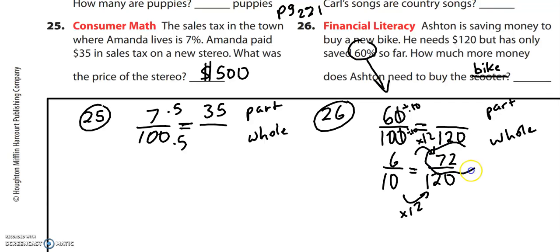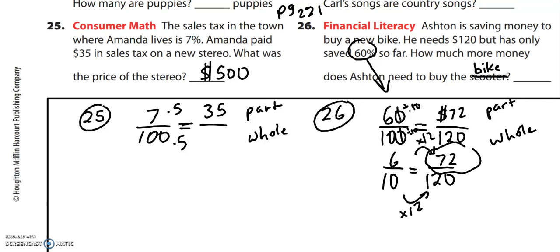Now this is a great answer, but if we read carefully, we'll realize that's not what was asked. So let's reread it. Ashton is saving money to buy a new bike. He needs $120, but has only saved 60% so far. By the way, 60% is $72. How much has he saved? He has saved $72. But the question then goes on to say, how much more money does Ashton need to buy the bike? So you can't put 72 because that's not how much more he needs.